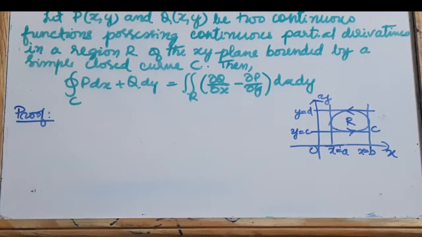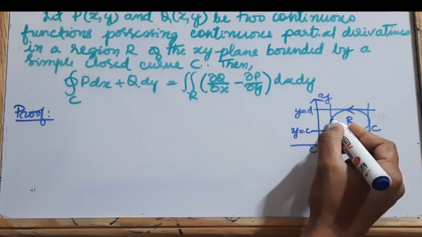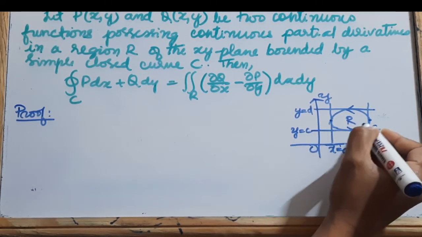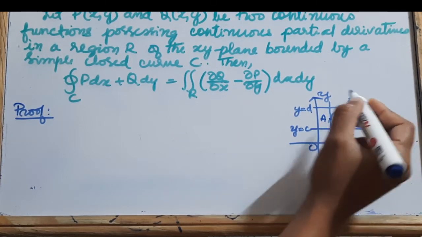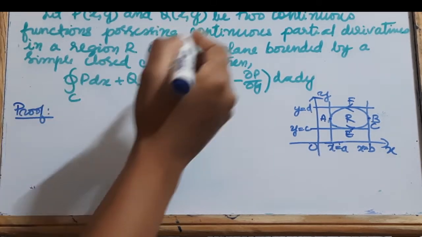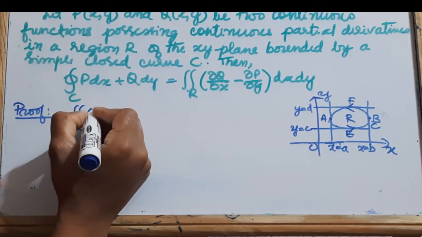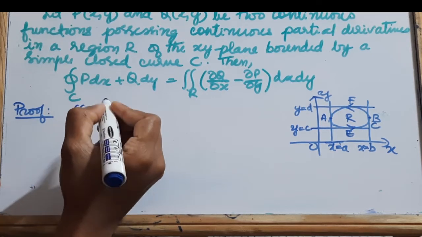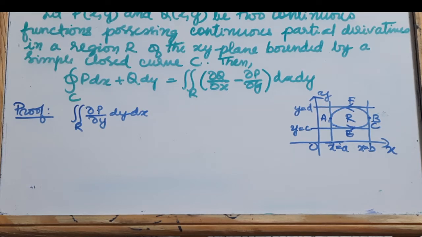In the proof, first we shall assume that the closed curve C is positively oriented and these are the boundaries I have mentioned. Let's mark a few points on this particular curve: A, E, B and F. I will tell you why we require this A, E, B and F. I shall be starting with this double integral over R of dou P by dou y, dy dx.